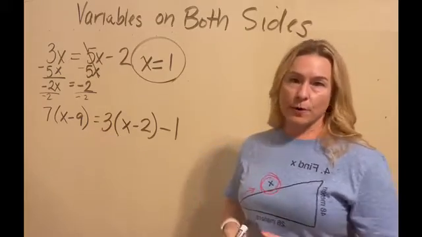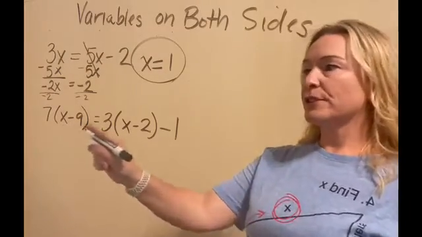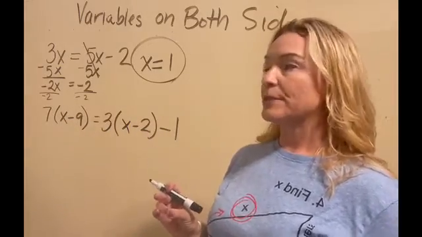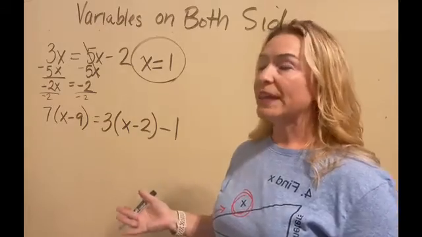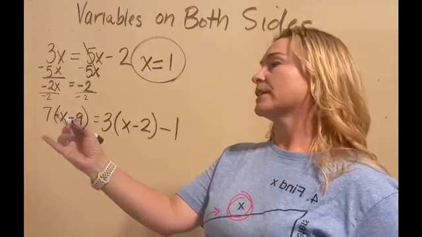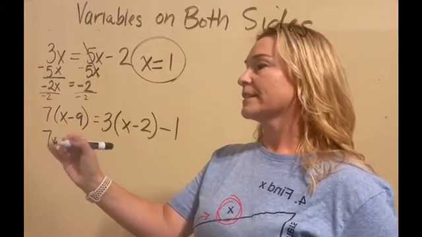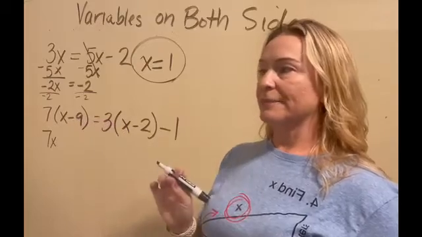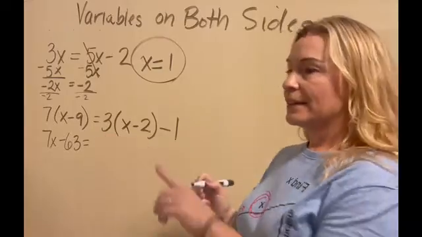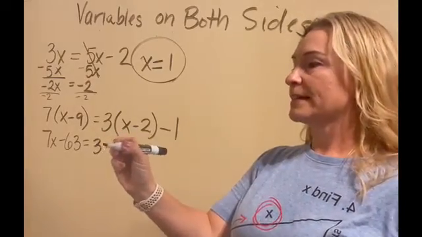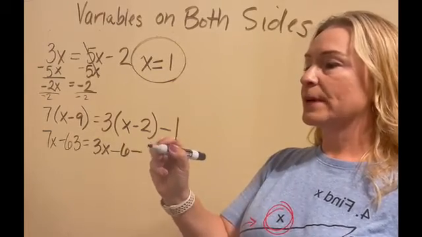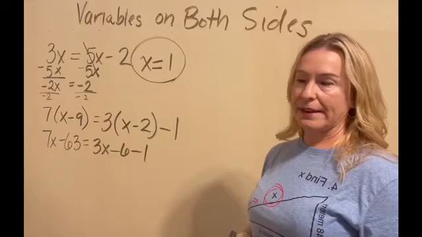Let's look at one that's a little more involved. We're going to start using the distributive property right away to get rid of those parentheses. Remember, distributive property just has us multiplying everything inside of the parentheses. So we're going to have 7 times x, which is 7x. 7 times negative 9 is negative 63. 3 times x is 3x. And 3 times negative 2 is a negative 6. And then I'm going to bring this minus 1 down because we didn't do anything with it yet.